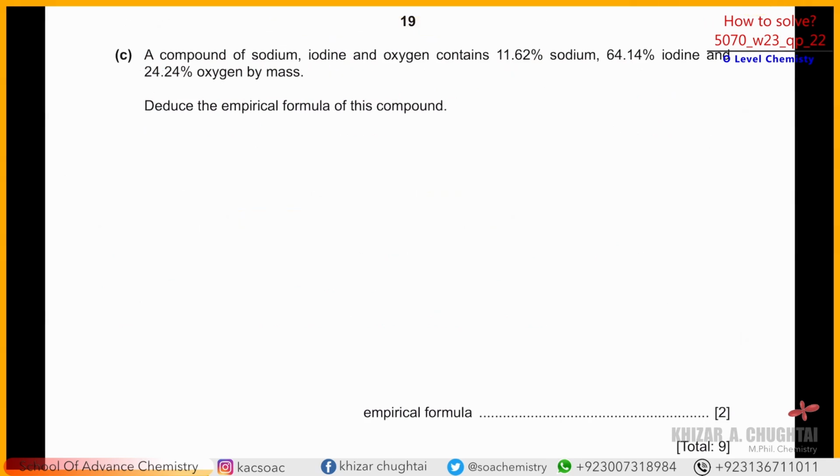C. A compound of sodium, iodine and oxygen contains 11.62% sodium, 64.14% iodine and 24.24% oxygen by mass. Deduce the empirical formula of this compound. Again, this question is from stoichiometry and calculations. So what is the percentage of sodium? It is 11.62%. What is the percentage of iodine? It is 64.14%, and oxygen is 24.24%, by mass.